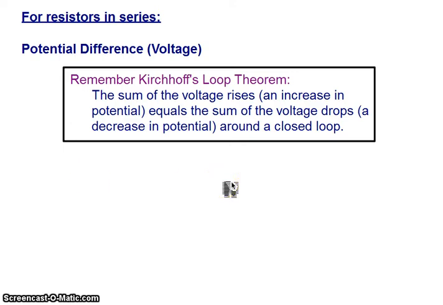So first we're going to address the first rule, which deals with the potential difference. Kirchhoff's loop theorem tells us that the sum of the voltage rises, which refers to an increase in potential, equals the sum of the voltage drops, or a decrease in potential, around a closed loop.